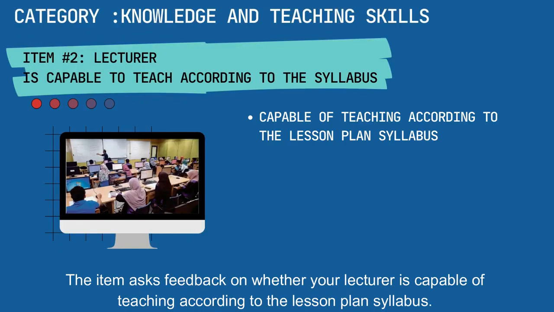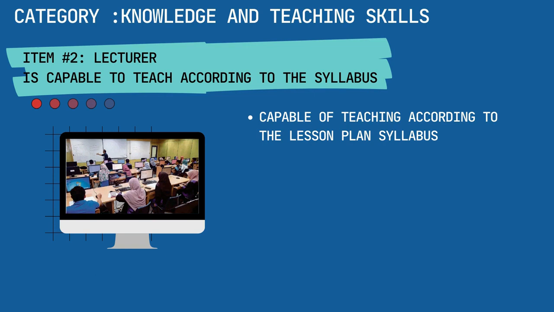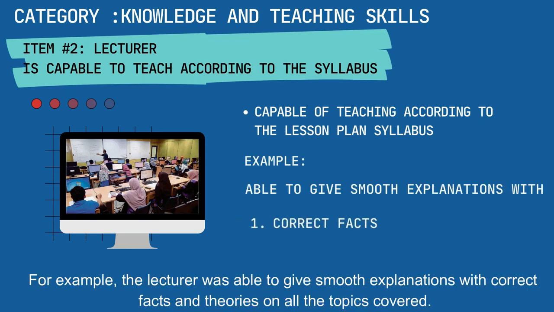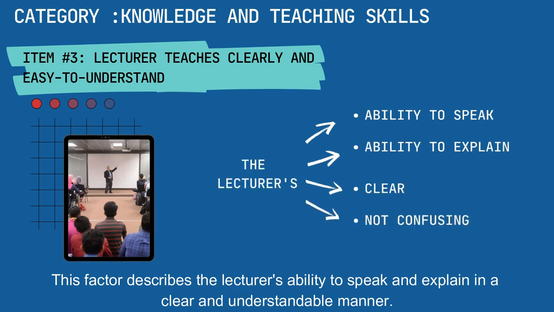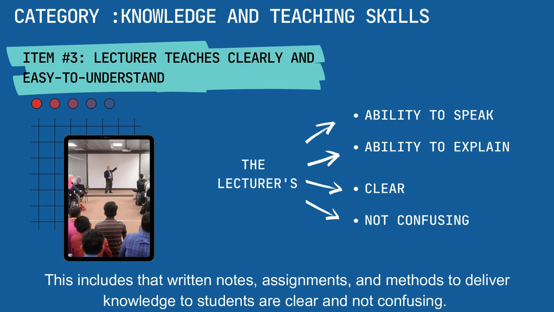questions about the topic. The item asks feedback on whether your lecturer is capable of teaching according to the lesson plan syllabus. For example, the lecturer was able to give smooth explanations with correct facts and theories on all the topics covered. This factor describes the lecturer's ability to speak and explain in a clear and understandable manner. This includes that lecture notes, assignments, and methods to deliver knowledge to students are clear and not confusing.